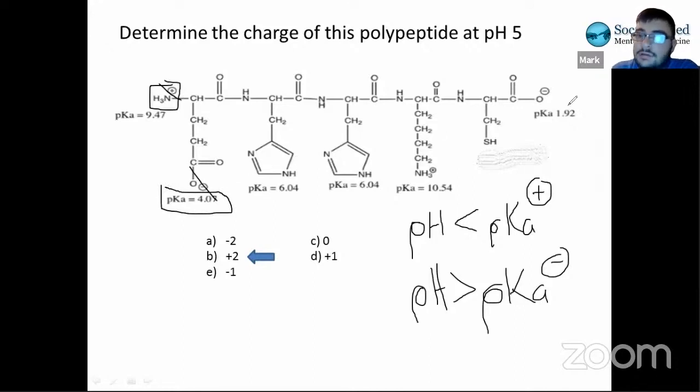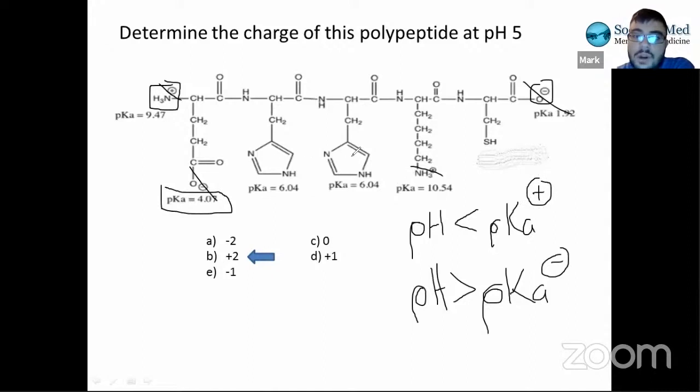Over here, again, pKa less than pH, this stays negative. Over here, pKa is greater than pH, therefore it stays positive. Again, positive, negative cancel out. Now we get to these ones, right? Well, this has a pKa of 6, whereas the pH is 5. pH less than pKa means it's protonated, so it should be protonated.